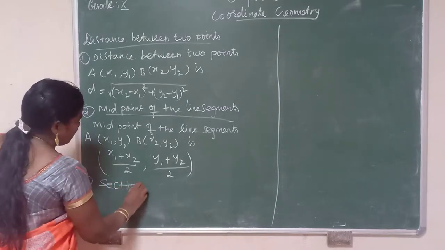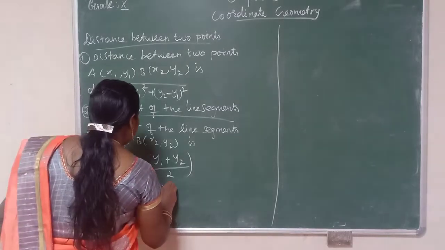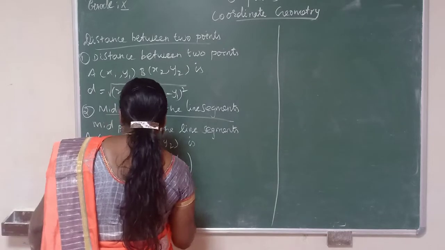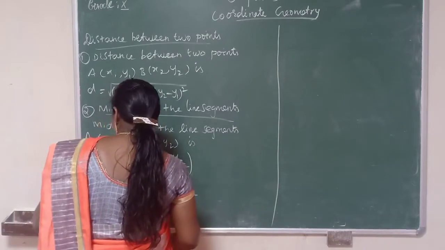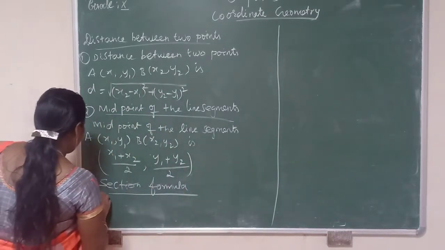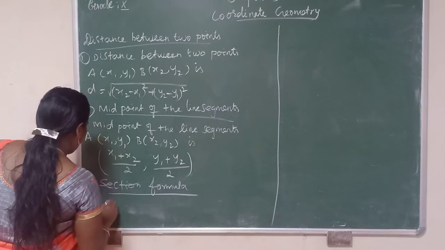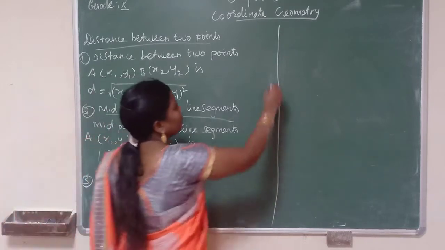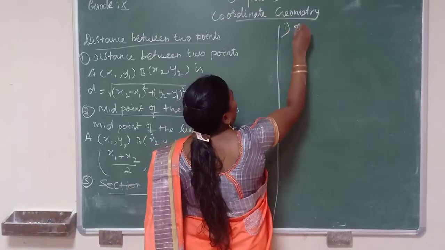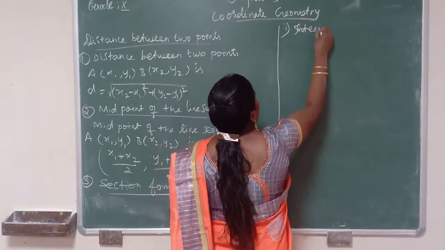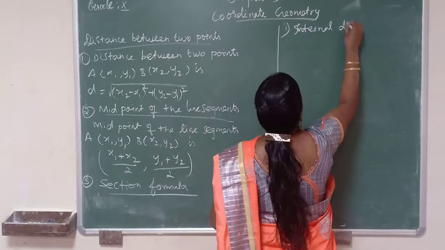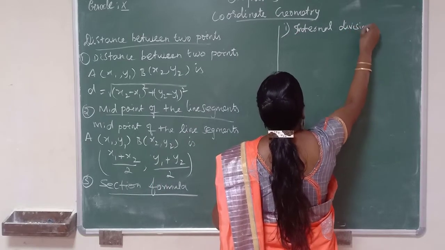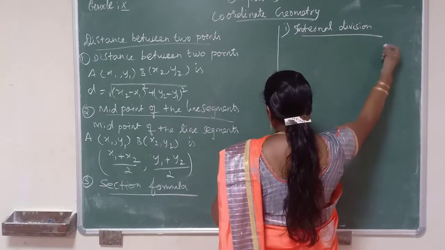In the section formula, we have 2 formulas. The first one is internal division.